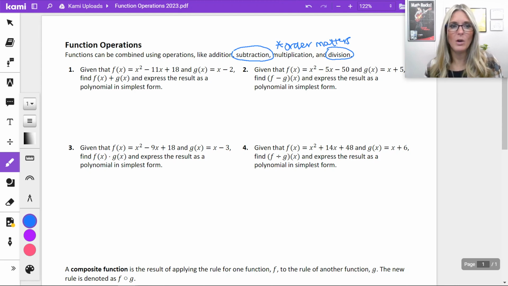So let's look at number 1. Given that f of x is x squared minus 11x plus 18 and g of x is x minus 2, find f of x plus g of x. Okay, and express the result as a polynomial in simplest form.